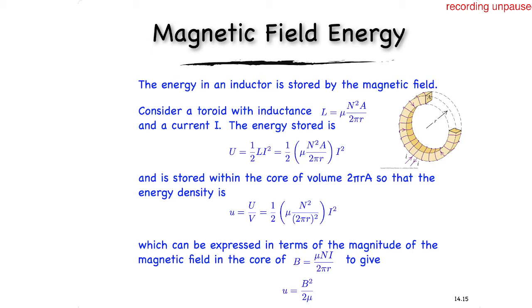When we looked at capacitors, we had an energy density for the electric field that was like E squared over 2 epsilon. So we're just replacing the electric parameters, E with B and epsilon with mu. And this is going to be important when we start talking about electromagnetic waves in chapter 16. The energy associated with the wave gets stored in the electric and magnetic fields of that wave.